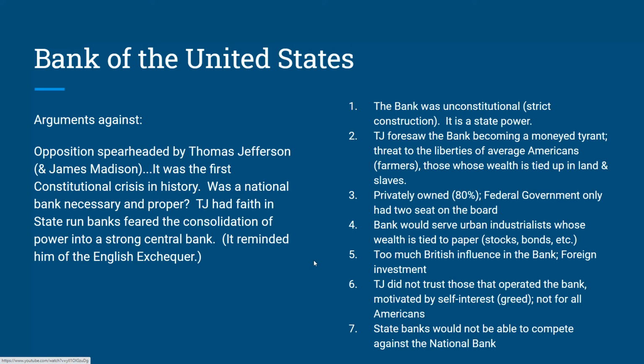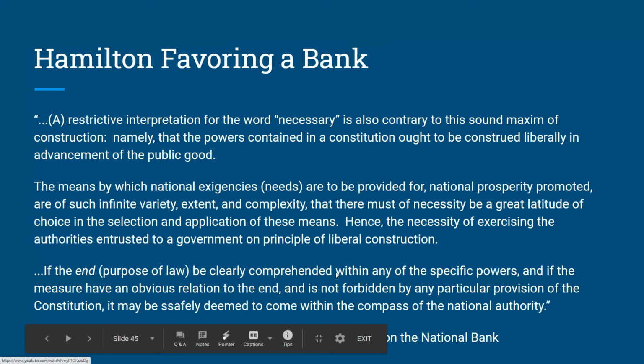He said the bank had too much British influence, too much foreign investment. Jefferson did not trust those that operated the bank. He thought the men who operated the bank were motivated by self-interest and greed and really did not look out for all Americans. And he didn't like the bank because state banks would have a very difficult time competing against the power of a national bank.